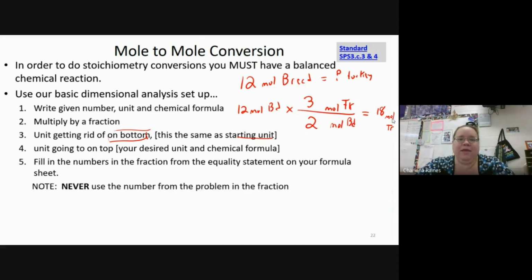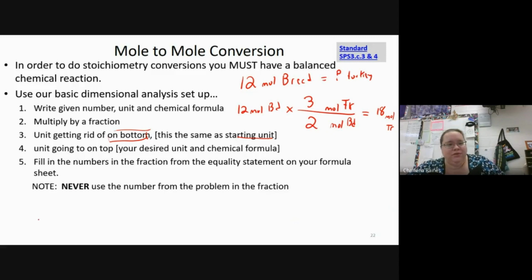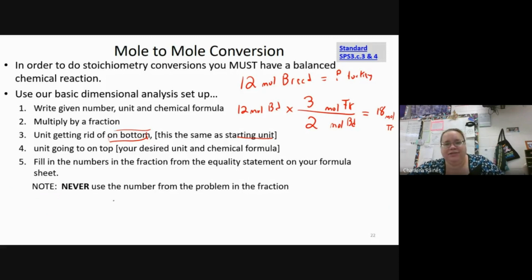Now, a couple of things that I did notice looking at some of the practice y'all did yesterday. First and foremost, the number that I give you in the problem is never, ever, ever going to go in that conversion fraction. It always goes at the very, very beginning. Additionally, you're going to want to make certain that you have not only the unit, but the chemical formula. Now, those of you who remember this from your freshman math class, your math teacher might have shown it a little bit differently, and I'm not one to get tied down in the little details.